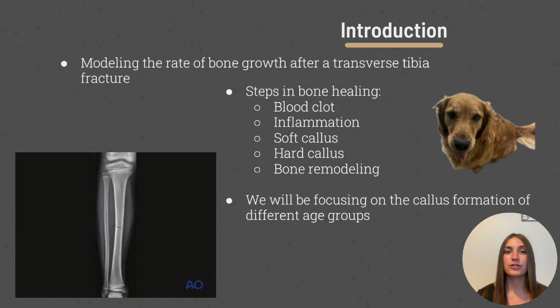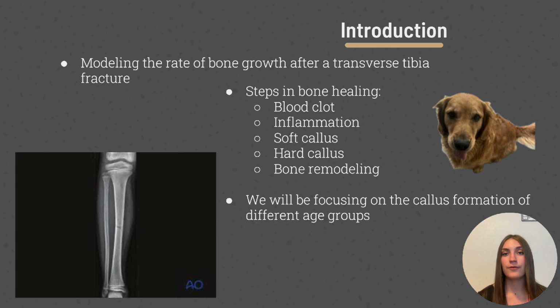After you do get that fracture, there are 5 steps to the bone healing process. The first step is blood clot formation, and it lasts for that first week. Then you get inflammation, which lasts for that second week. The third step is soft callus formation, and it lasts for that third week. And then it immediately goes into a hard callus formation, which lasts from that third week to that 6th week. And the last step is bone remodeling, and that can last for up to a few months.